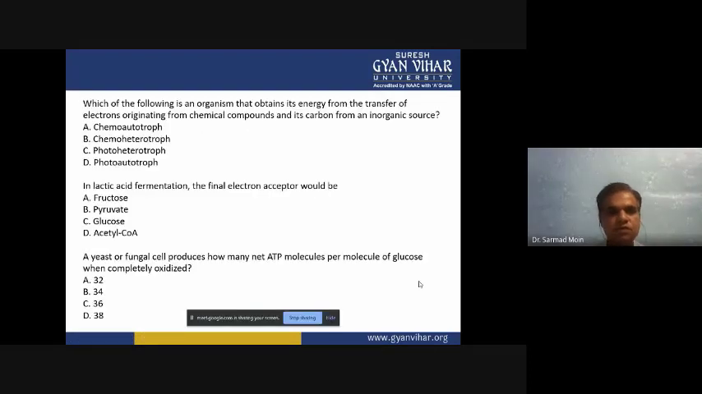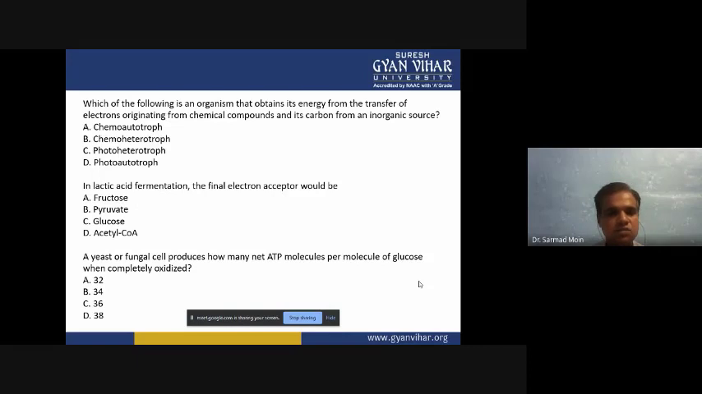Here are some important questions. First question: which of the following is an organism that obtains its energy from the transfer of electrons originating from chemical compounds and its carbon from an inorganic source? You have to select the correct answer from the four options. Then, in lactic acid fermentation, the final electron acceptor would be: four options are there: fructose, pyruvate, glucose, acetyl coenzyme A. You have to select the right answer.